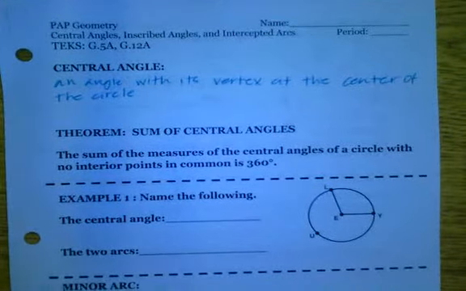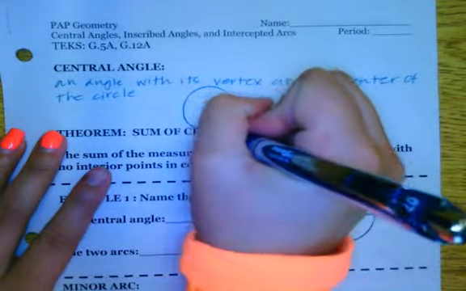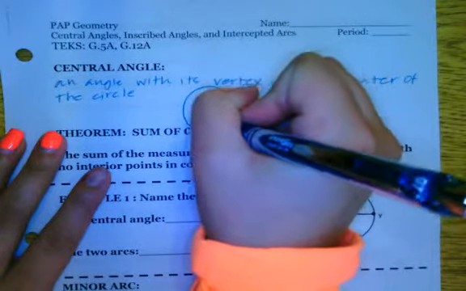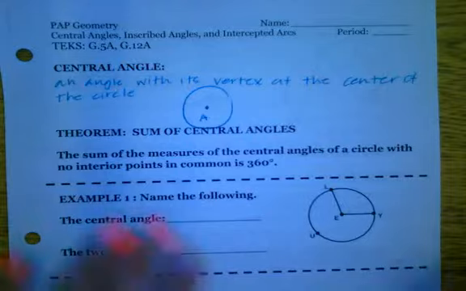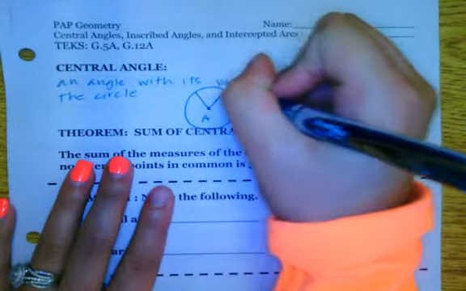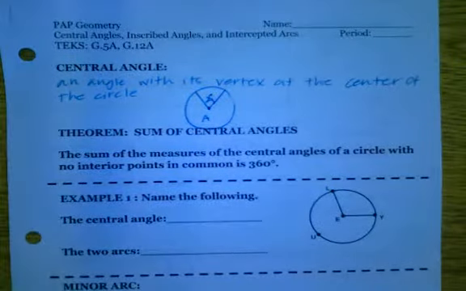Okay, and how do we name a circle? The center point. So like if I had this, the name would be circle A. Okay, and so your central angle comes with the vertex at the center of the circle. So that would be an example of what that looks like.